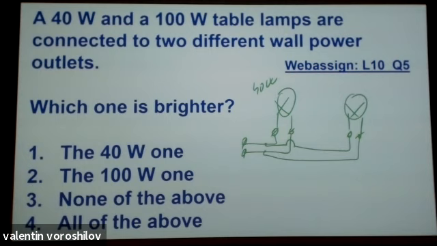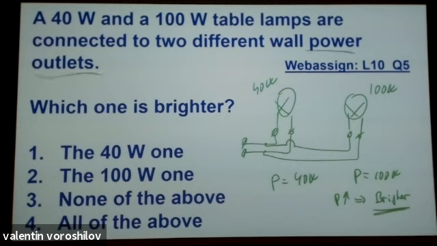40 watt, 100 watt. Power equals 40 watt, we don't even have to calculate it now. Power equals 100 watt, more power, brighter. There's only one correct answer. The 100 watt bulb is brighter because at home everything is connected in parallel.